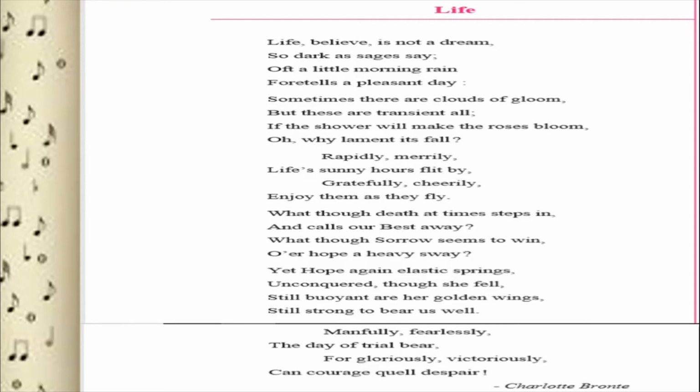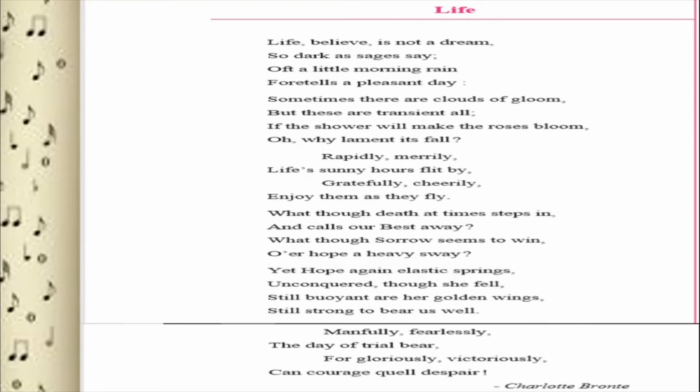Now, what kind of dreams do you like to have? We always like to have dreams which are pleasant, which are good, isn't it? We do not like nightmares. So what are nightmares? A nightmare is another word for a bad dream. So none of us, we do not like bad dreams, right? All of us, we like to see good dreams. But some sages, they say that life is very dark.